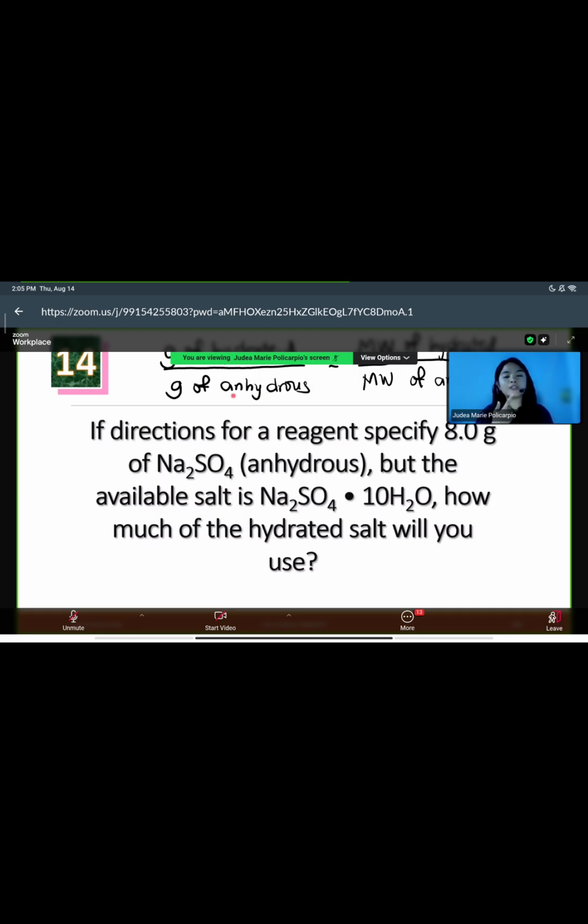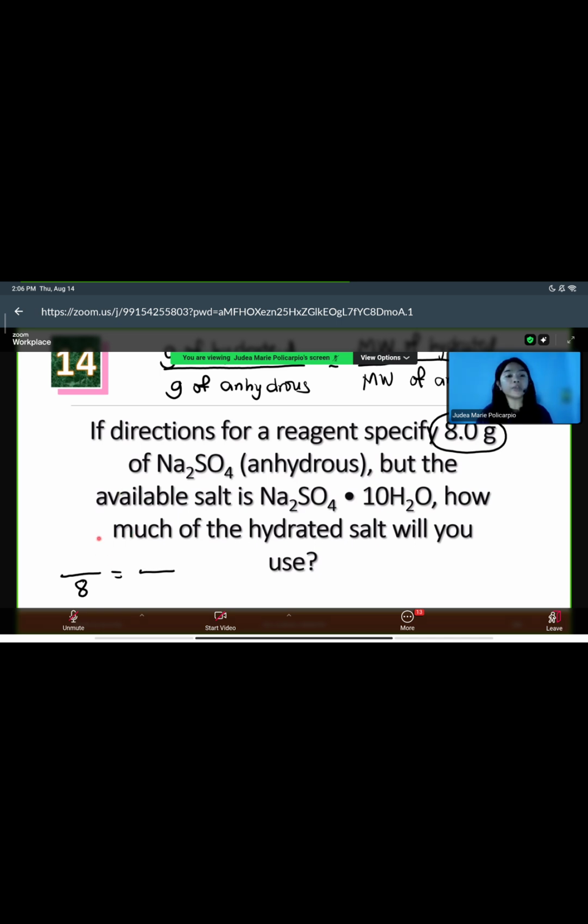Napansin nyo ba sa problem natin, nag-iisa lang yung given natin? The only given that we have in here is 8.0 grams. So question, where are we supposed to put the 8.0 grams? 8.0 grams daw ay grams ng anhydrous sodium sulfate. So dito natin siya ilalagay, oh. Grams ng anhydrous, 8.0 grams. So try natin i-substitute. Yung 8.0 or 8, ilalagay natin sa denominator, left side ng ating equation.